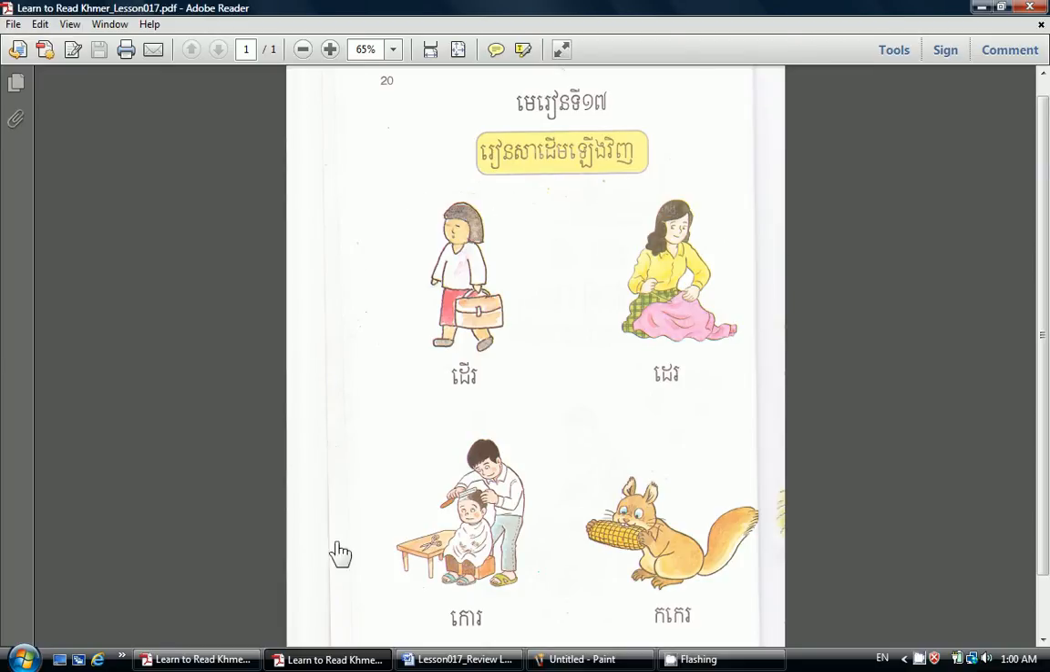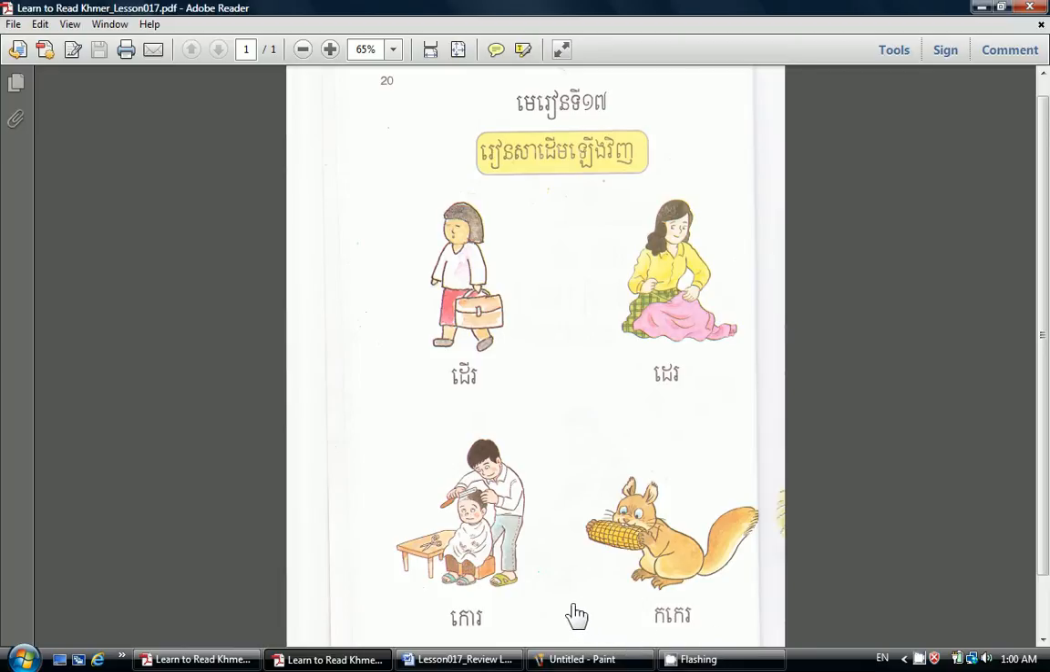So we have seen these pictures. The first picture reads da, which means to walk. The second picture reads day, which means to sew. The third picture reads gao, which means to shave. And the fourth picture reads gao ke, which means to not add.